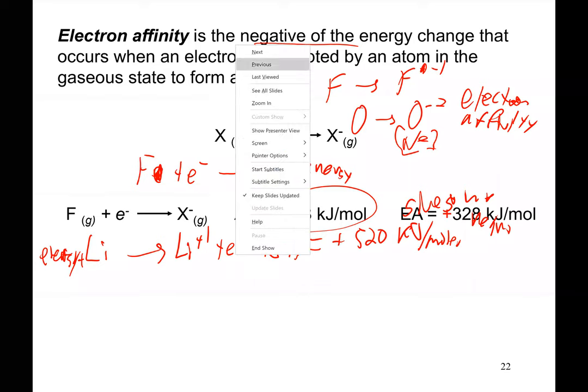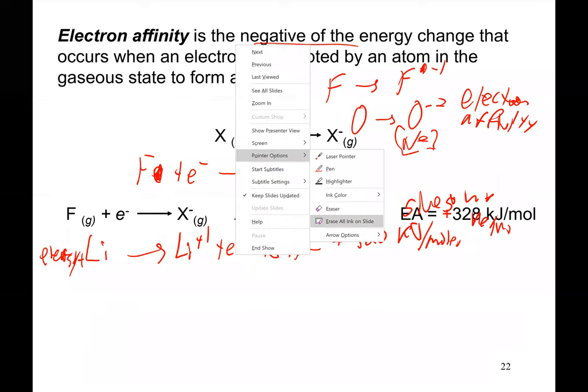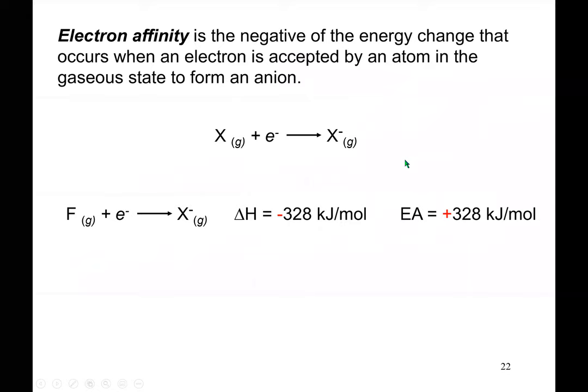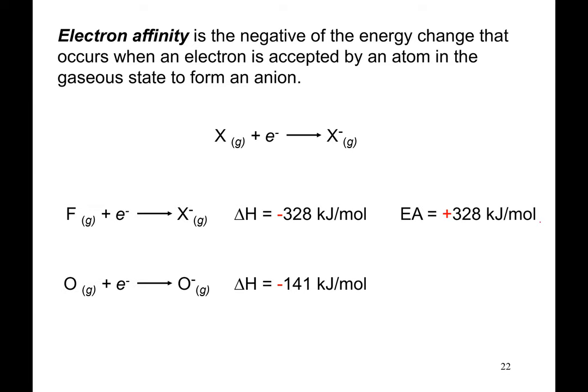And so basically here, let me delete what's on the slide. It's all on the Zoom, so you'll see it. The energy accepted is 328 kilojoules per mole. That's what the electron affinity is, the positive of that. That's the positive value. And oxygen, when it gains electrons, gives off this amount of energy. This is the amount of energy given off, and that's given the positive value. That's called the electron affinity.